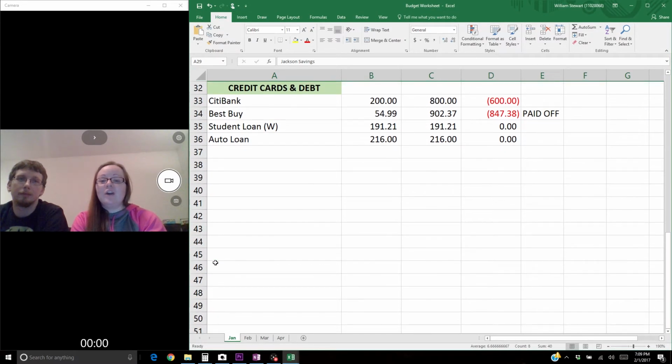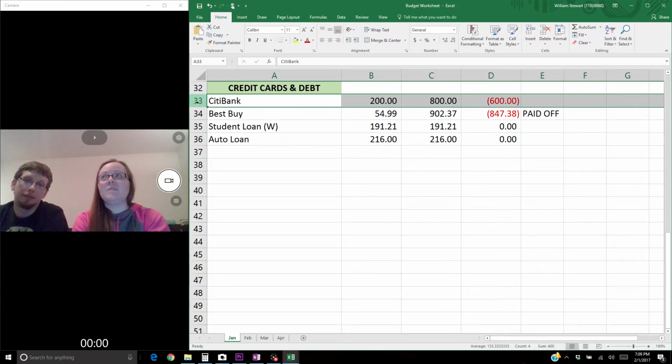Not too bad. Credit cards and debt. This part was exciting. Our Citibank credit card at the beginning of the month had a balance of over $2,200. This is our last credit card aside from the Best Buy, which we'll talk about in a second. Citibank was the last credit card in our debt pay down and our snowball. We estimated paying $200 that month.